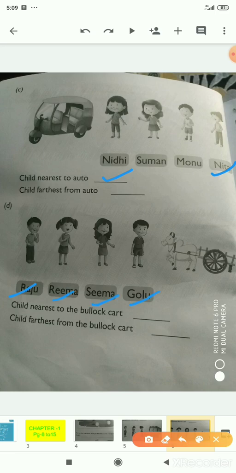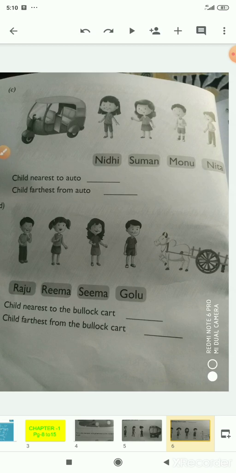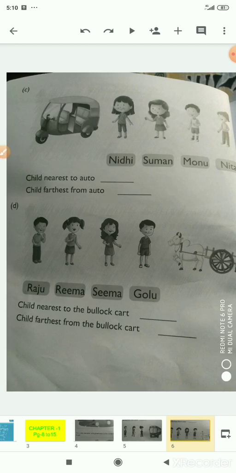So again we have to tell who is nearest to the bullock cart and who is farthest. As I told you, it is very simple to define this. The one who is standing at first place is nearest, and the one who is standing at last is far away, farthest. So here we have our answer.